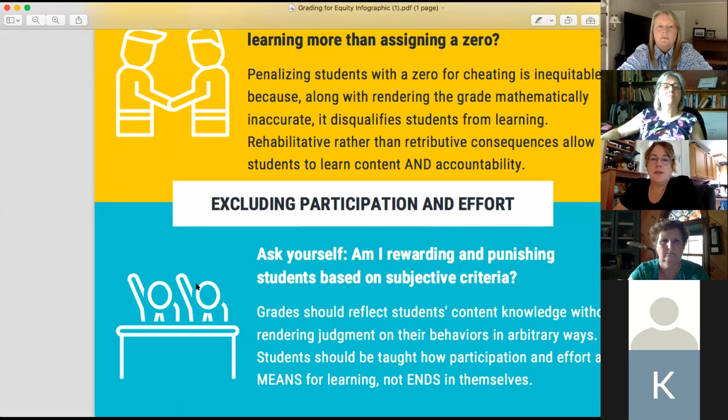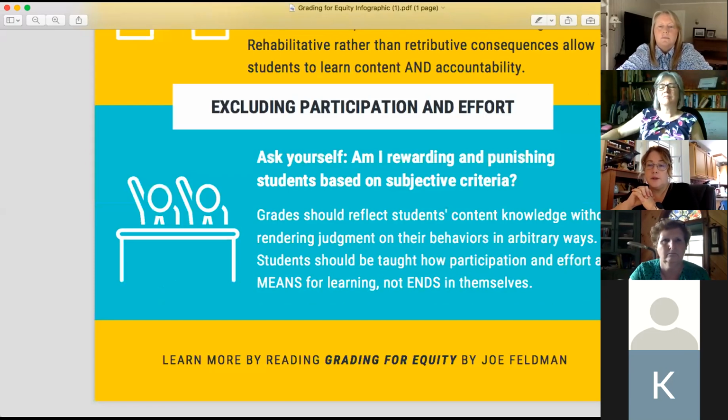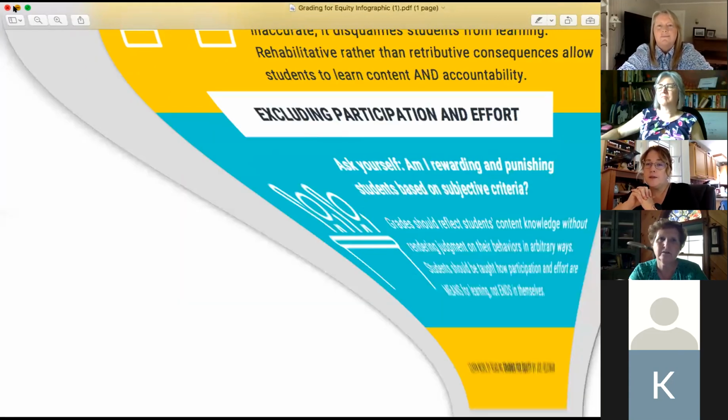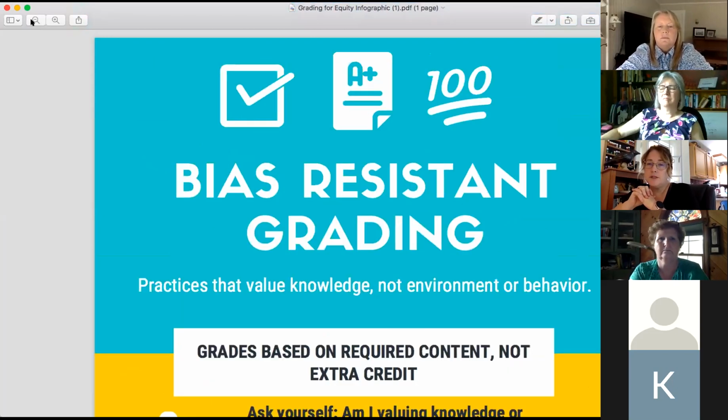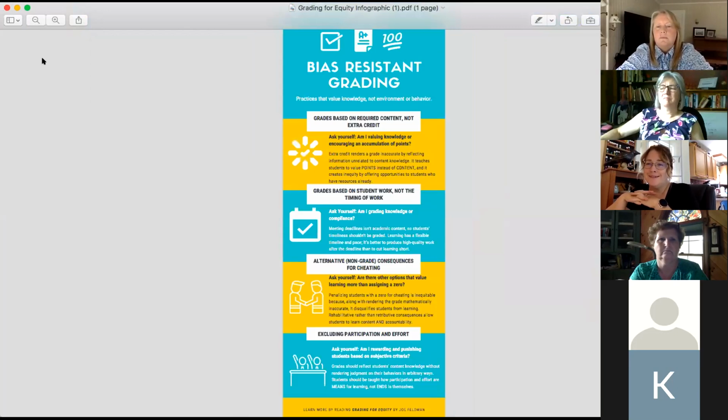And excluding participation and effort, am I rewarding and punishing students based on subjective criteria? So grades should reflect our content knowledge without rendering some judgment on their behavior. Students should be taught how to participate and effort as a means for learning, not ends in themselves. And I think that this is a very tough pillar in a way, because many of my colleagues, and maybe you can say the same, still do these things no matter what system we have. But keep an eye on the time here. I have to run to Moose here in a little bit, but certainly jump in. Okay. Do we want to pass things off to Lauren to start on the one pager?